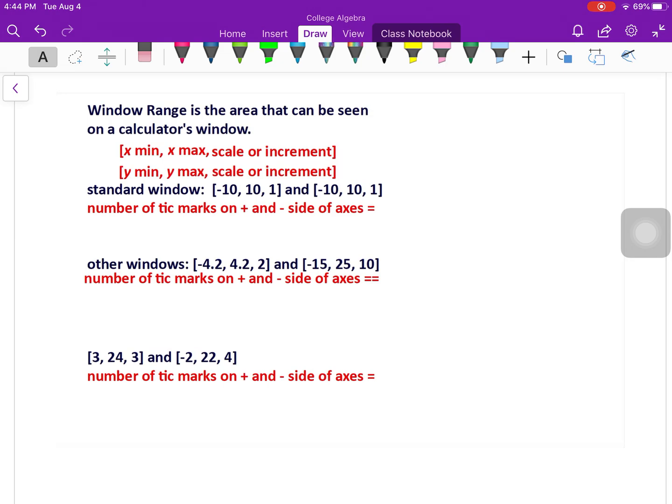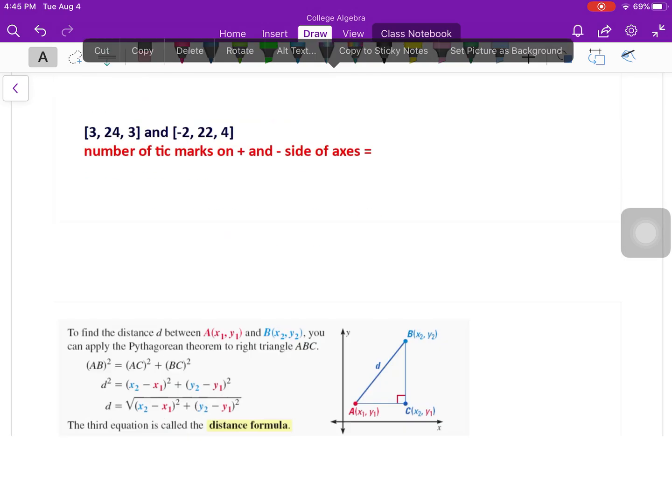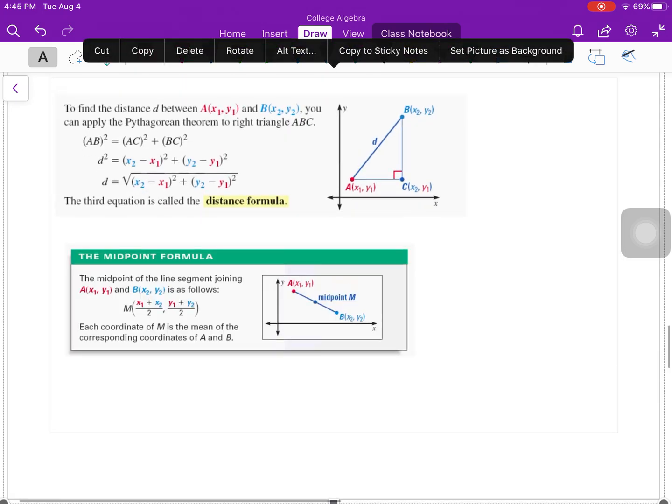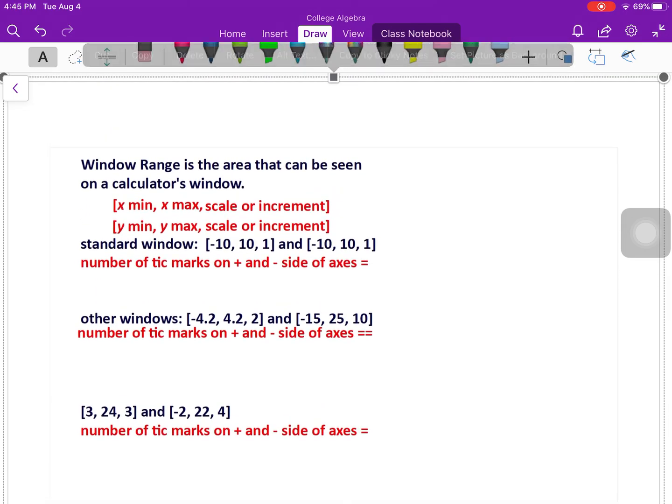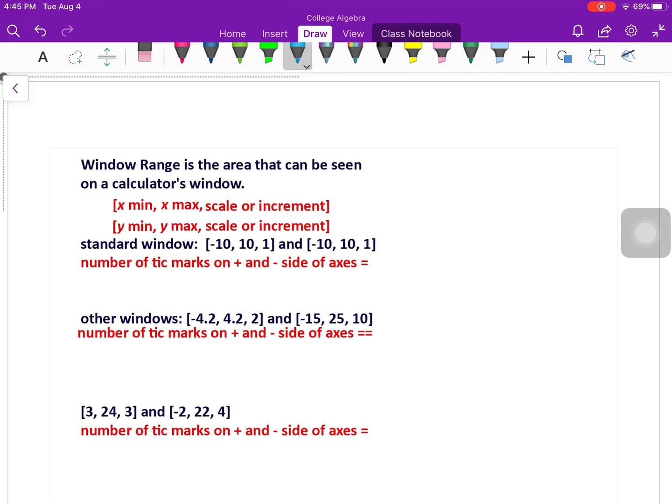Now this part is just talking about our window. When we press our window, we get an X min, an X max, and our scale, which means the increment we count by. We also get a Y min, a Y max, and what it's counted by. So this is just to have you think about what your window on your calculator is going to look like, what your graph is appearing as. So when we have this first one listed, our X's go from -10 to 10, counting by ones.